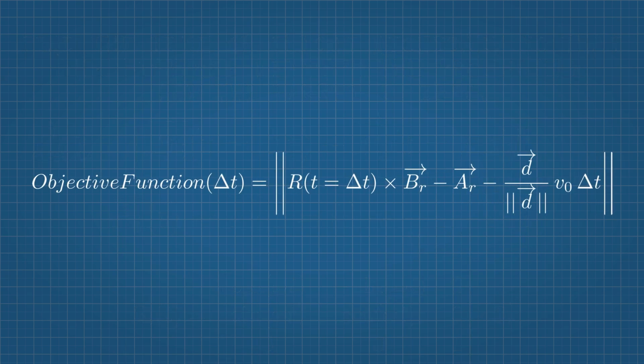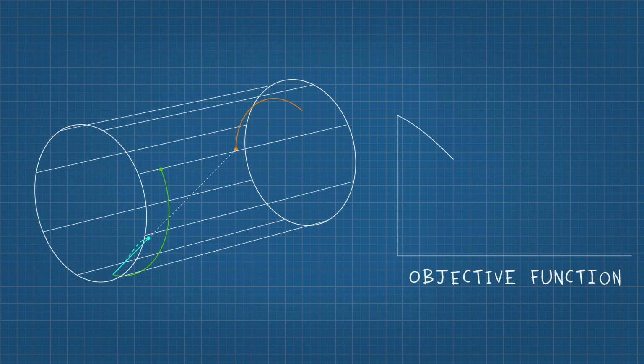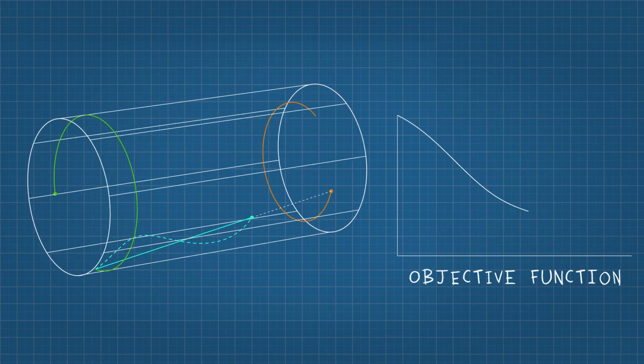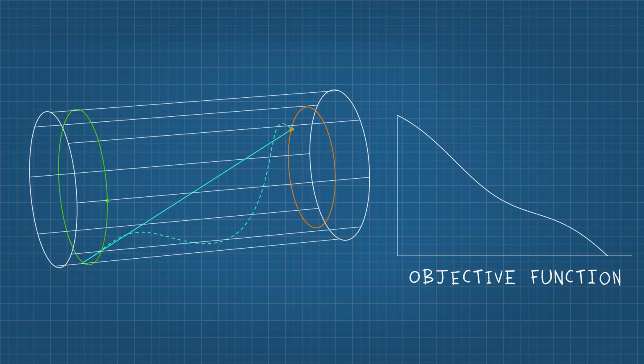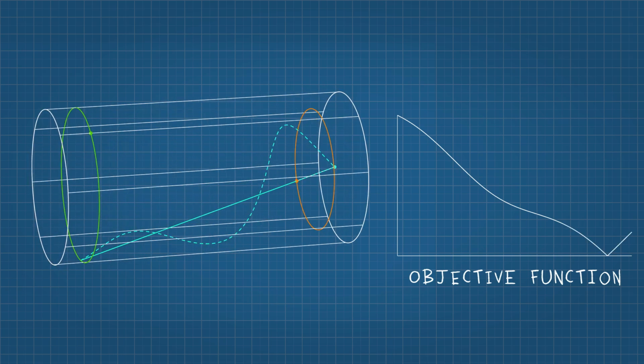Now, because it is easier to understand what this function does when we can see it, let's replay the last simulation and juxtapose the graph of the objective function. As you can see, when the projectile hits the target on the left, the function dips to 0 on the right. That's where our solution is.